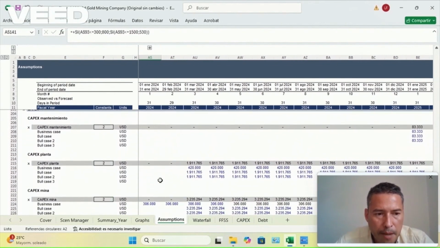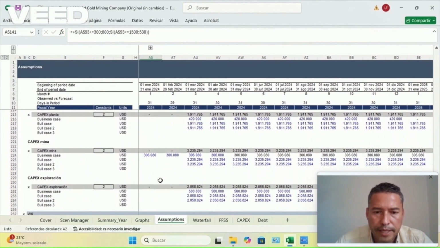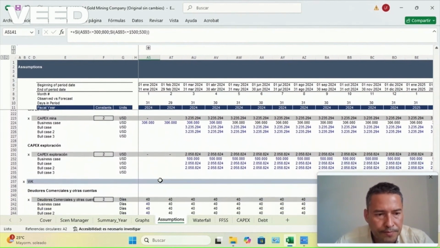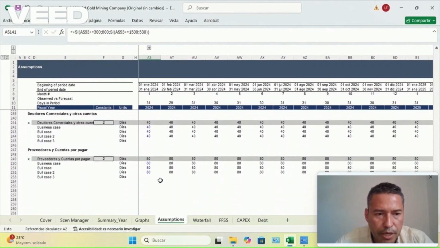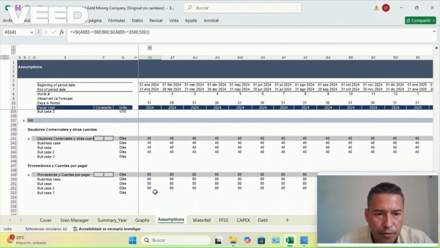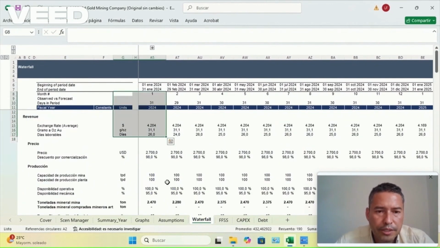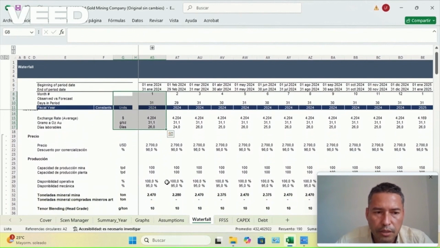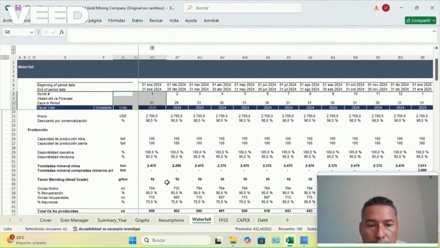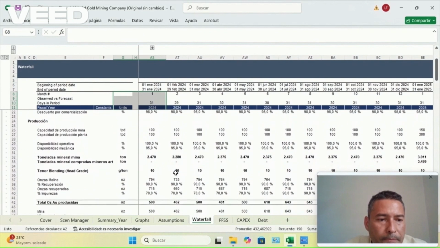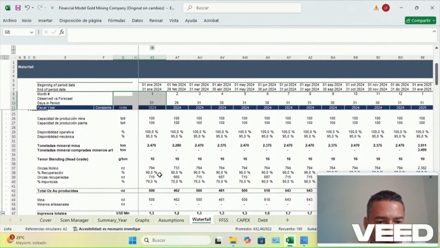You can also add the maintenance CAPEX, plant CAPEX, mining CAPEX monthly. Exploration CAPEX, you have some variables in the working force, some how many days you pay your debts to your third parties in your company. So the waterfall, this worksheet is based on US dollars, based on the information that you give into the assumptions and some other variables. And here you are now the result of this.